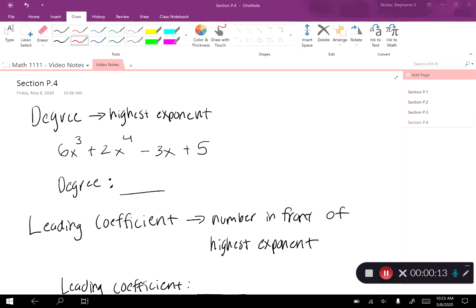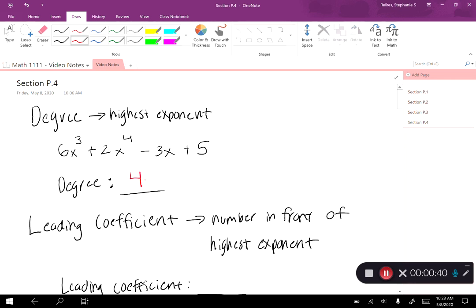Let's begin with the definition of degree. The degree of a polynomial is the highest exponent. Let's take a look at the example: 6x cubed plus 2x to the fourth minus 3x plus 5. X to the fourth, 4 being the highest exponent in this polynomial, so my degree is 4.